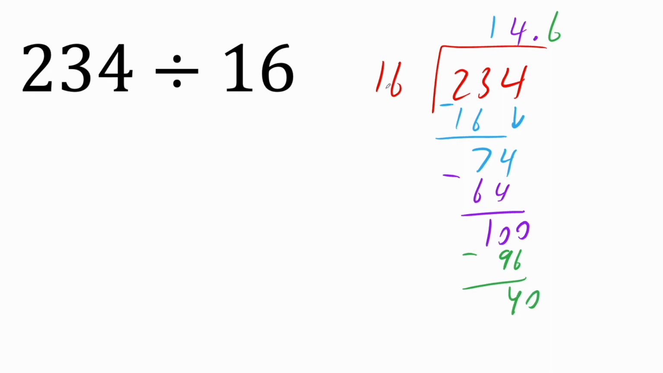And so we think, how many times does 16 go into 40? It's going to be 2 because 16 times 2 is 32. And if you subtract it, you get 8. Add a 0. And finally, how many times does 16 go into 80? It's going to be 5 because 16 times 5 is 80.